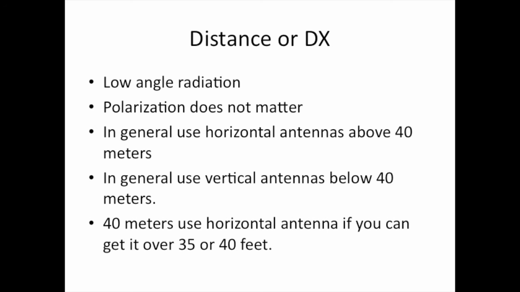Now, for long-distance communications, better known as DX, we want low-angle radiation. Again, the polarization does not matter. Anytime you're bouncing your signal off of the ionosphere, you do not have to worry about matching polarizations. In general, you want to use a horizontal antenna above 40 meters, a vertical antenna below 40 meters. On 40 meters, you want to use a horizontal antenna if you can get it over 35 or 40 feet. If you can't get a horizontal antenna over 35 or 40 feet high, then you're probably going to go to a vertical on 40 meters.